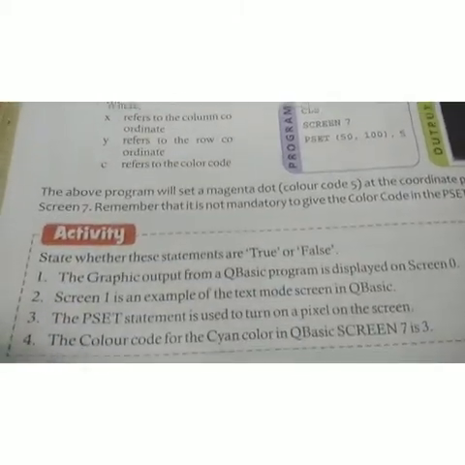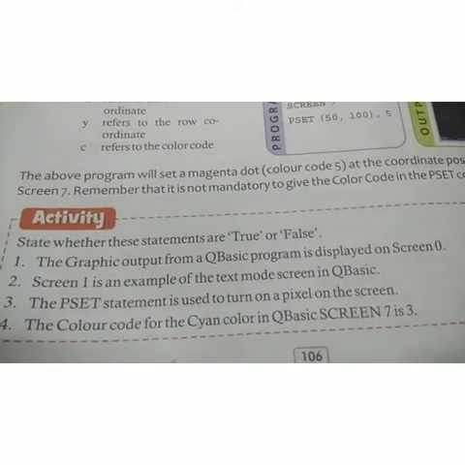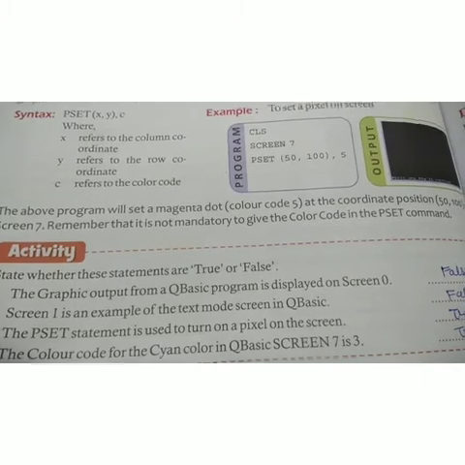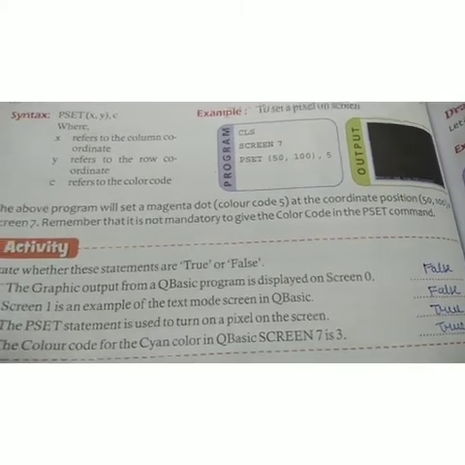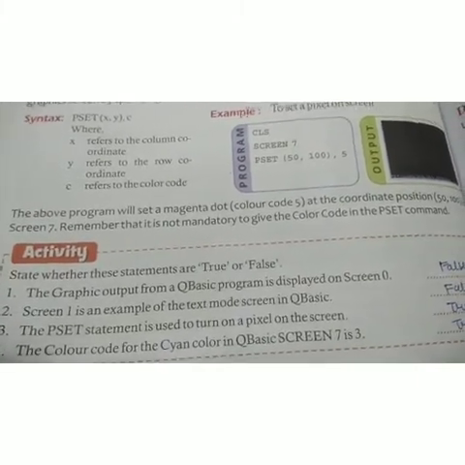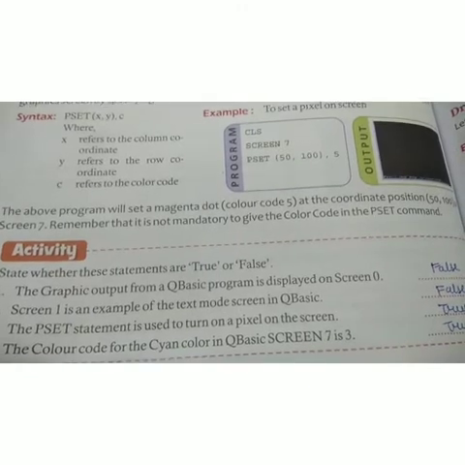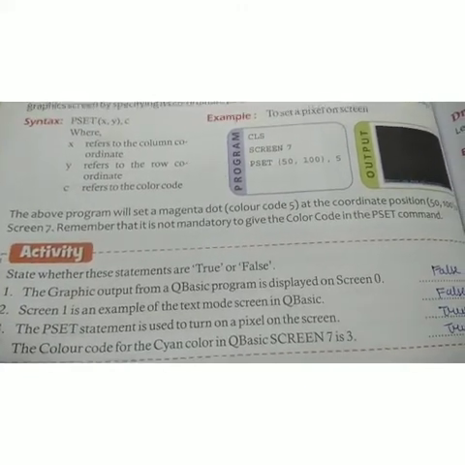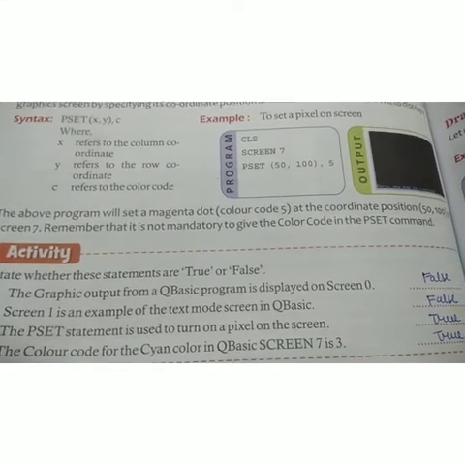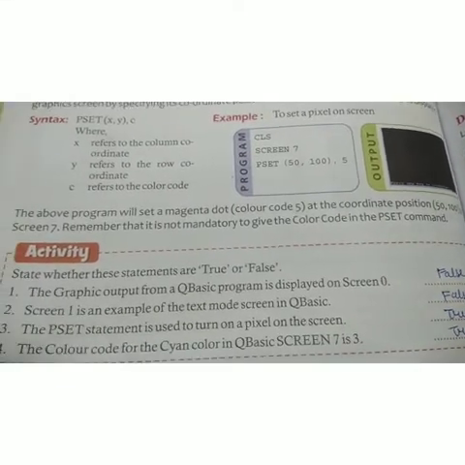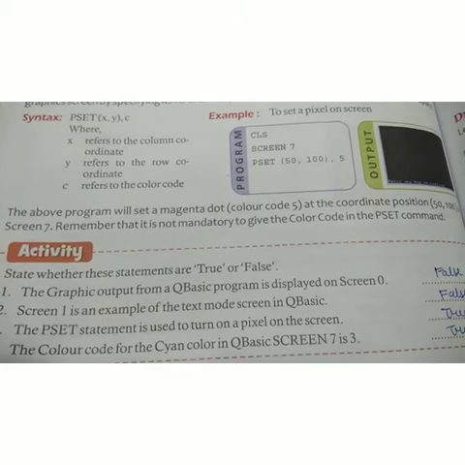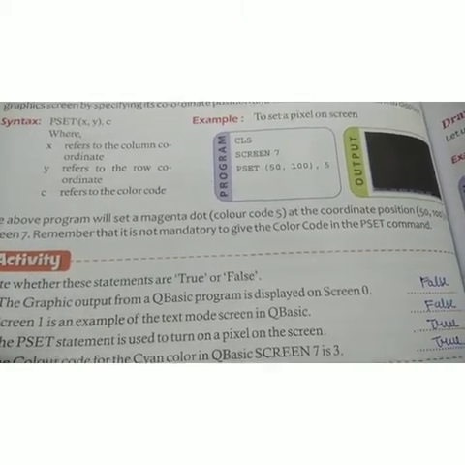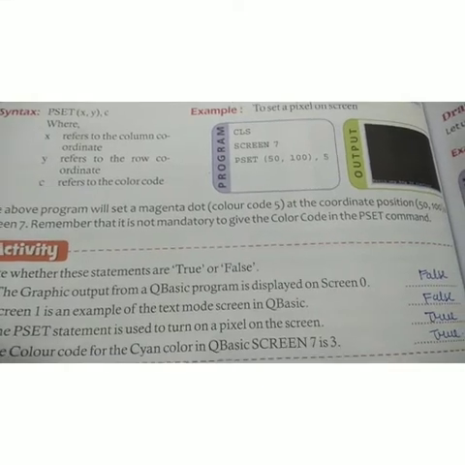Now see the activity, students. State whether each statement is true or false. The first question: the graphic output from a QBasic program is displayed on a screen. So it's a false statement. Second, SCREEN 1 is an example of the text mode screen in QBasic. It's false. Third, the PSET statement is used to turn on a pixel on the screen. It's a true statement. Now last, the color code for the cyan color in QBasic screen 7 is 3. It's a true statement. Okay students, so fill it in properly.